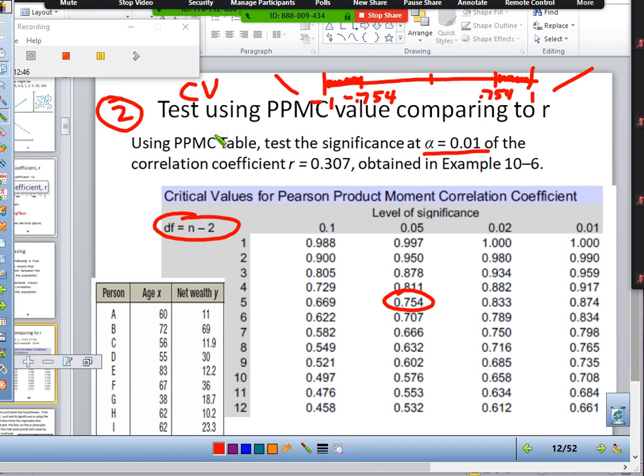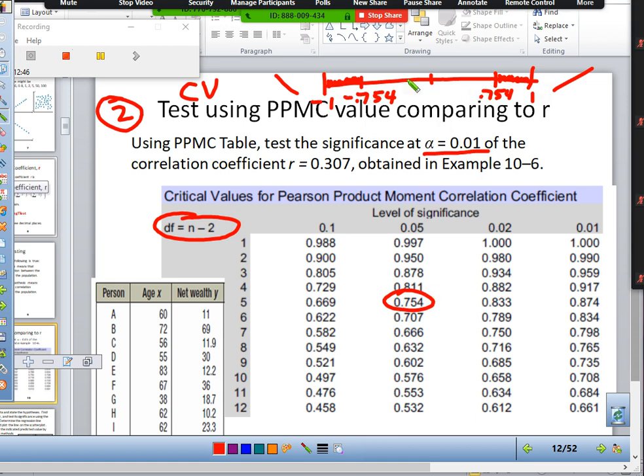So our critical value is our second step, using the PPMC table. Degrees of freedom is n minus 2 because we have two variables. So if I had, say, seven points here, then I would do 7 minus 2, which is 5. Looking along here, my alpha is 0.05, so I'd grab 0.754.